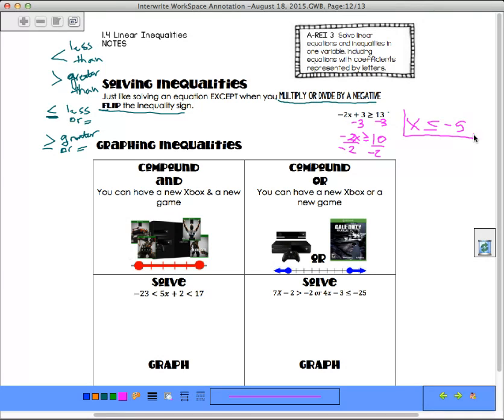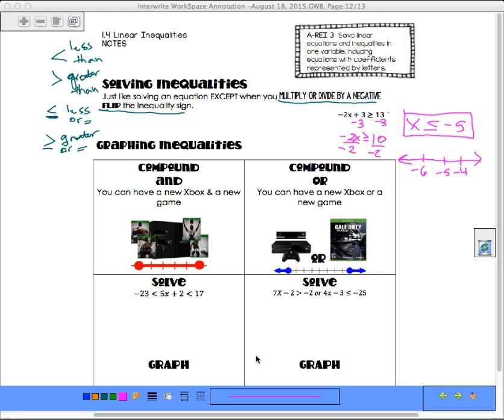We also need to know how to graph this. So to graph it, we're going to draw a number line. And we need to make sure negative 5 is on it. So maybe I'm going to go negative 6, negative 5, negative 4.